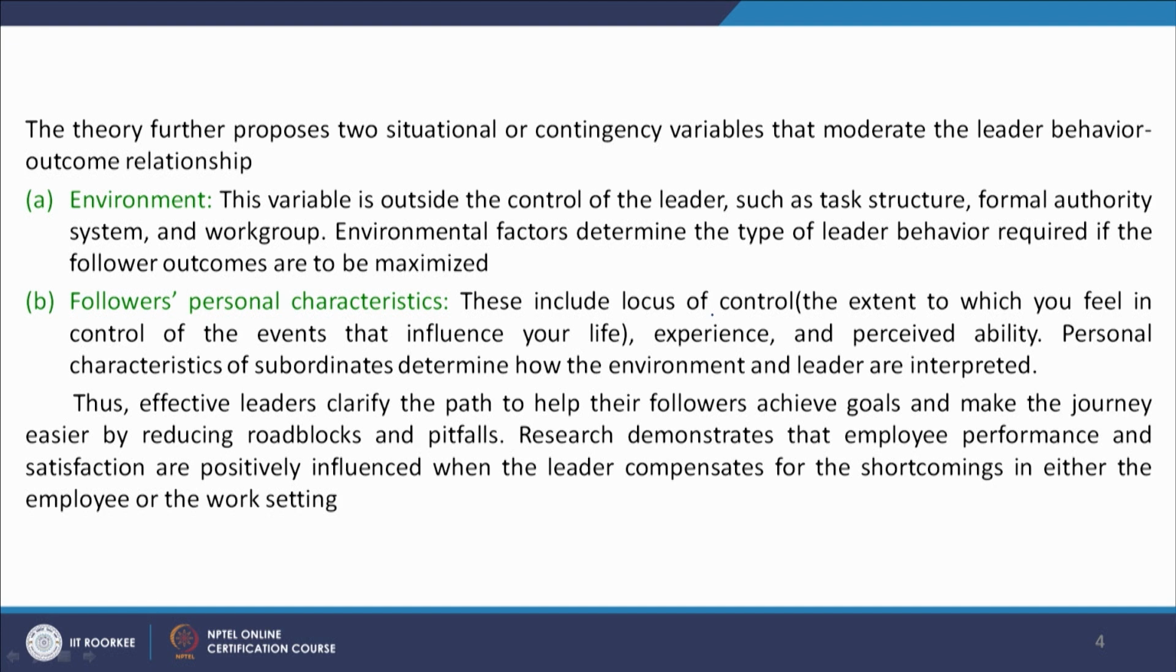Extending the same theory, House has also identified 2 contingent variables that moderate the leader behavior outcome relationship. Acceptability and motivation can only be maintained when 2 moderating variables are also existing at the same time. That means the environment and the followers' personal characteristics.